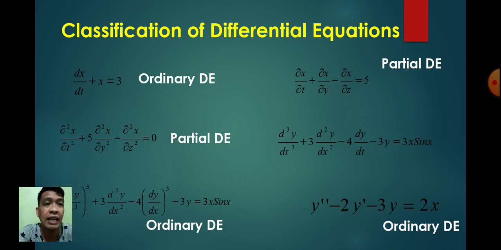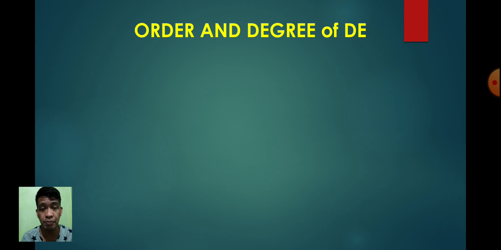So, we have last one, derivative of y with respect to r. That's third derivative of y with respect to r, plus 3 second derivative of y with respect to x, minus 4 derivative of y with respect to t, minus 3y is equal to 3x sine x. Medyo confusing. Tingnan lang ang ating notation na d ay hindi yung Dirac, pero kung ang nakikita natin sa denominators ay r, x, and t. Those are the independent variables whose dependent variable is y. So, it is still considered as a partial differential equations. Hope na gets nyo yung difference between the two.